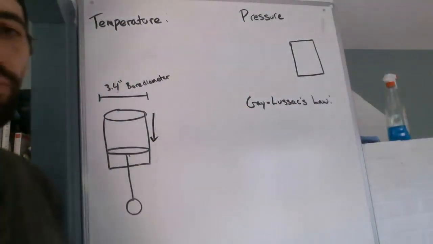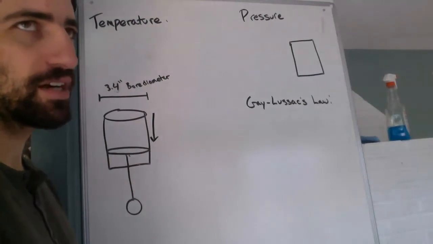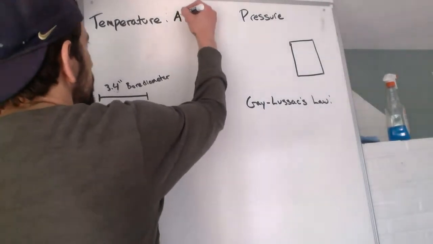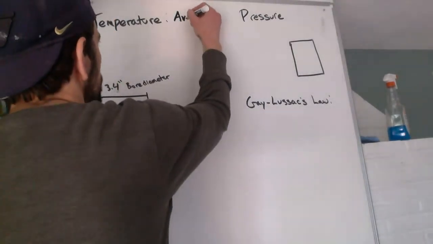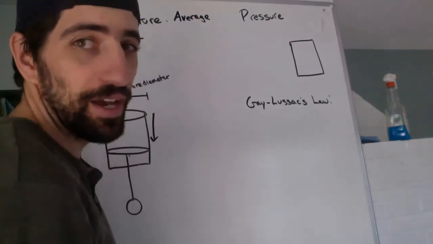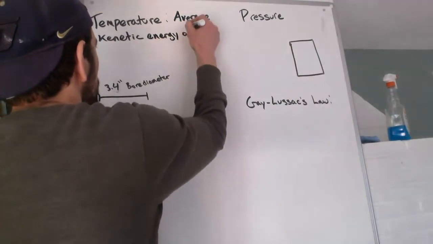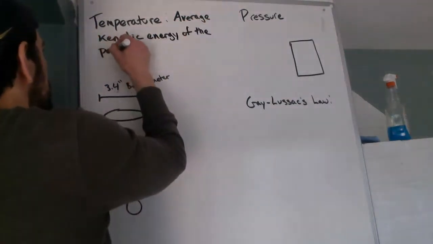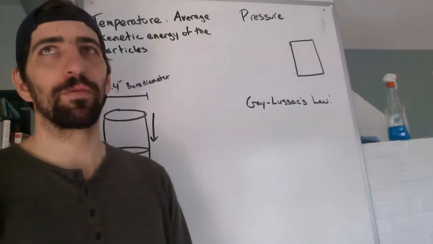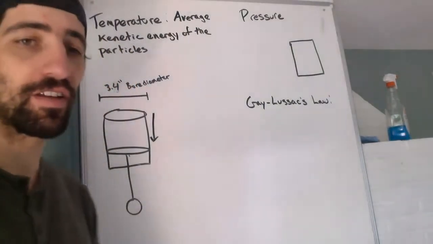First is temperature. In chemistry, temperature is not just whether something is hot or cold. It's a number, and it doesn't have to do with degrees. It has to do with the average kinetic energy of the particles. Don't worry about the kids in the background, they're playing outside. So that means some are moving faster, some are moving slower, but on average, that's the temperature. If they're on average moving quickly, that's hot. If they're on average moving slowly, that's cold.